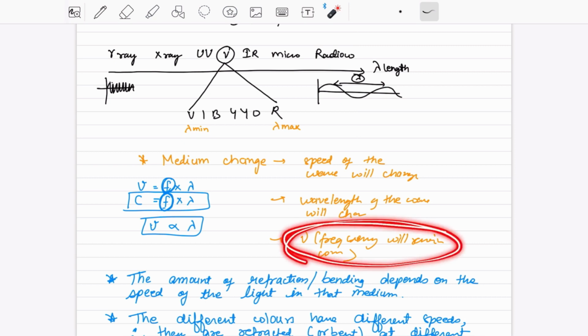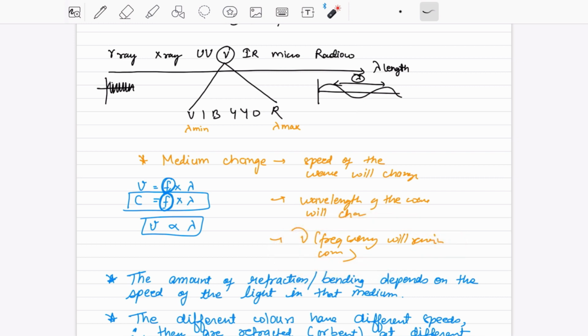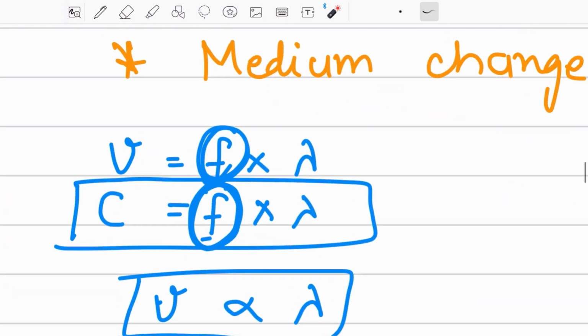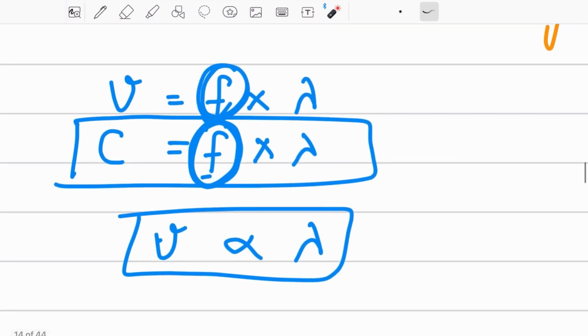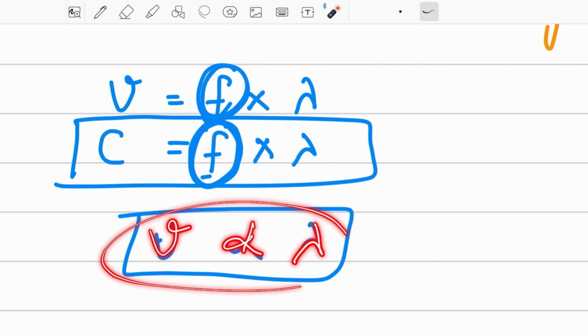But when the medium changes, the frequency does not change, frequency remains constant. Okay, so if you see here that speed is equal to frequency into wavelength. Now the frequency is constant, so can we say that speed is directly proportional to wavelength, right? Speed is directly proportional to wavelength.